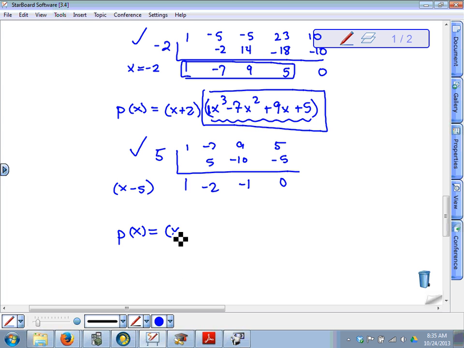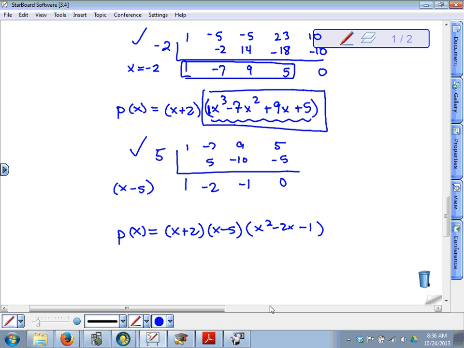We now know that it equals x plus 2 times x minus 5 times an even smaller polynomial now, x squared minus 2x minus 1. Had you gone back and used the original polynomial again, would you have been able to find this smaller polynomial? No. You wouldn't. If you had gone back to the original polynomial, you wouldn't have gotten it down to this 2nd degree polynomial.